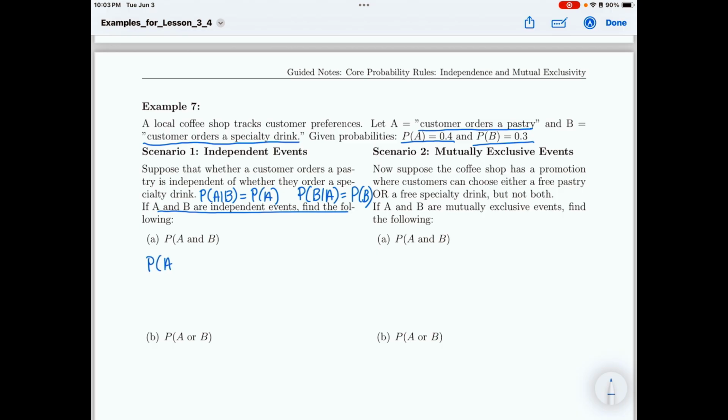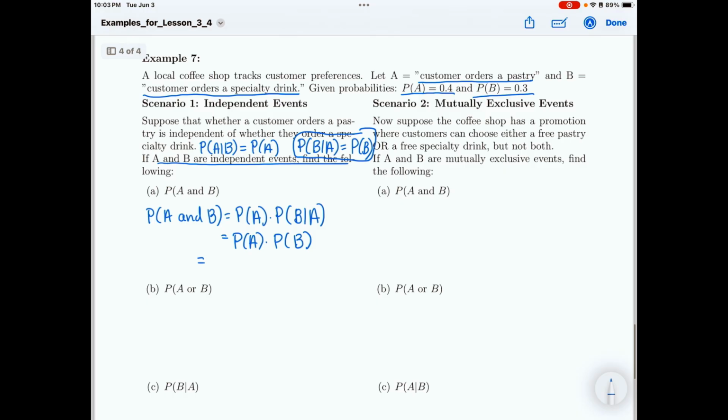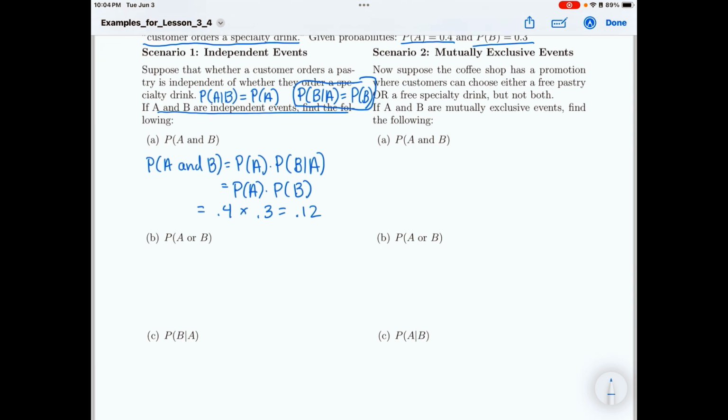So for part A, it says find the probability of A and B. Our formula to find the probability of A and B is the probability of A times the probability of B given A. Now, because we know that the probability of B given A is the same as the probability of B, because they're independent, I can rewrite this as the probability of A times the probability of B. When I multiply those two together, I'm going to have 0.4 times 0.3. That gives me 0.12.